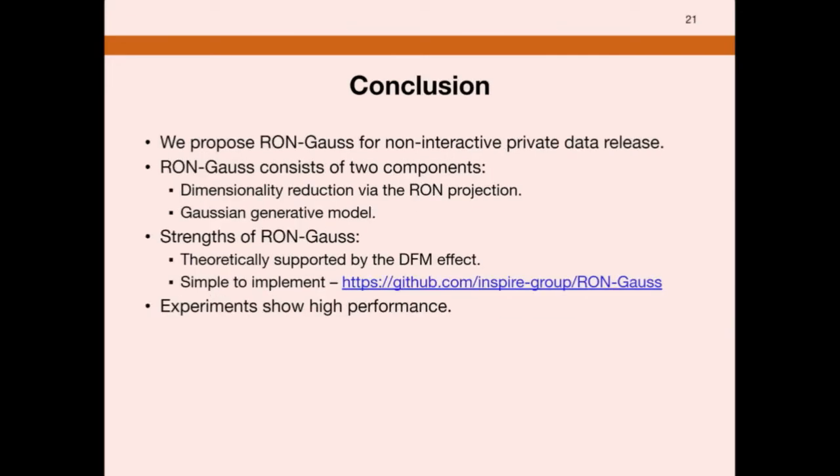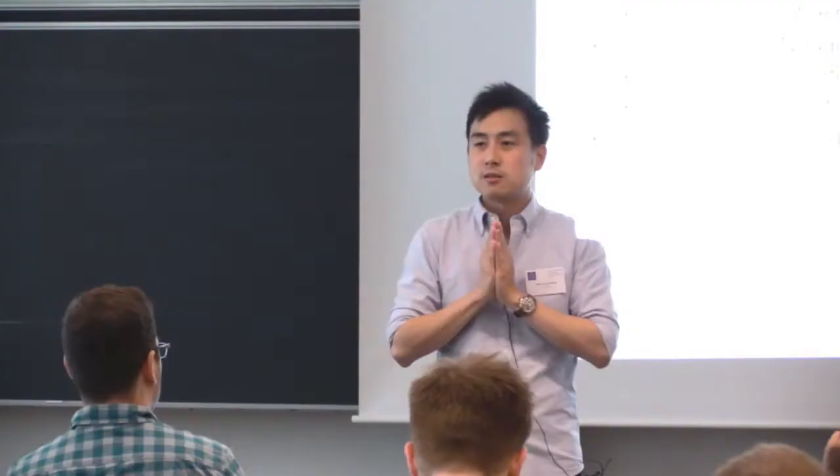So here's a conclusion and a takeaway. We propose a RonGauss system for non-interactive private data release. It has two components: dimensionality reduction using random projection, and a Gaussian generative model. It has theoretical backing in the Diaconis-Freedman effect. And more importantly, it's really simple to implement. We want to share our GitHub here. If anyone wants to clone it and use it, feel free to, and give us comments. And hopefully, so far, we found it to have good performance. So hopefully, it's the case. And thank you.